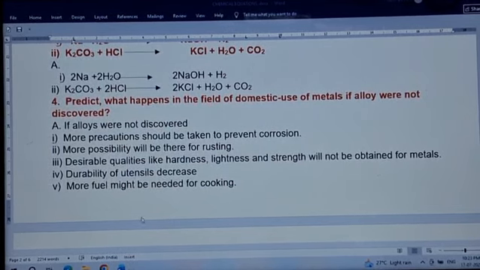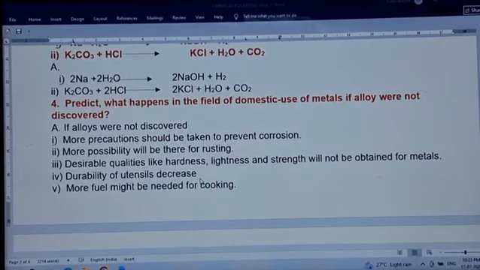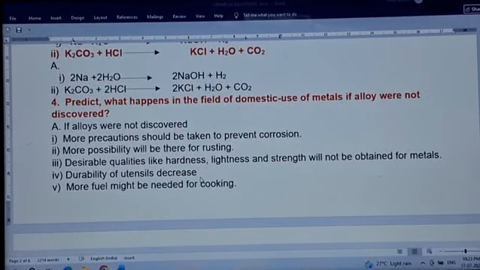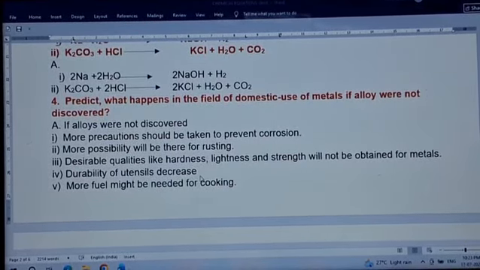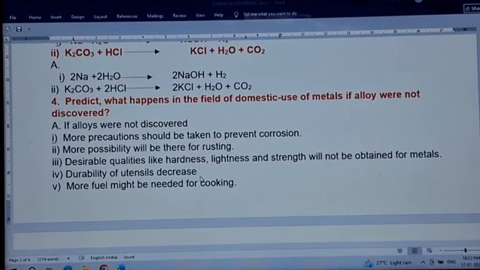Then durability of utensils decreases. See, if you are using alloy, the durability will be more. It will be decreased here. More fuel might be needed for cooking. When these vessels are kept on the stove, more fuel is needed to cook.